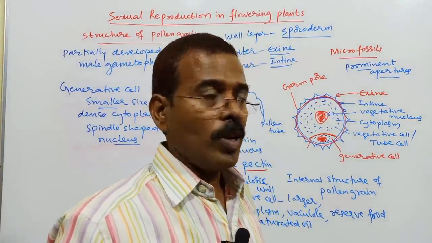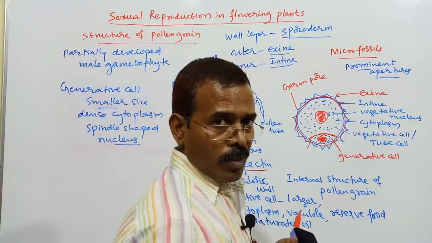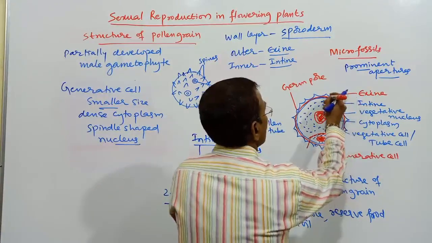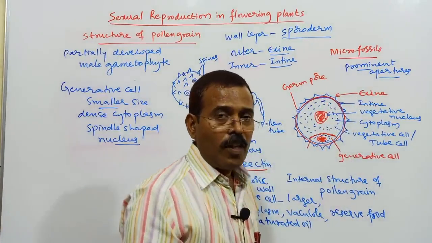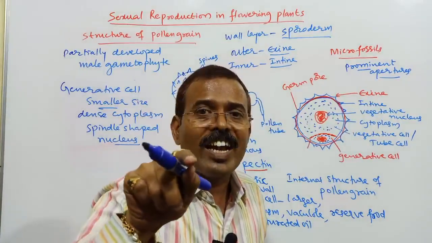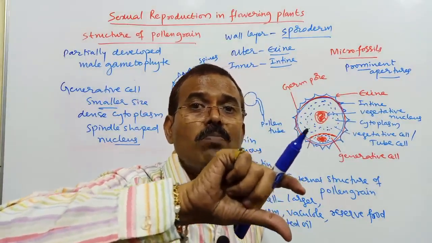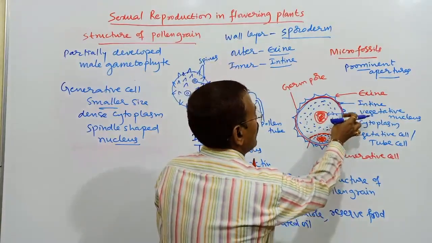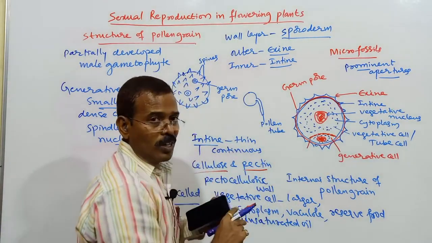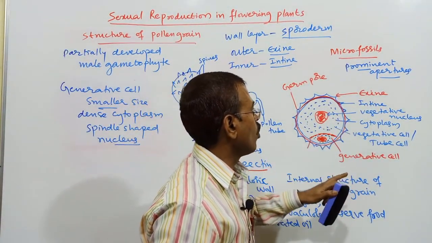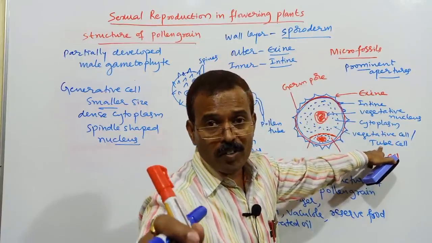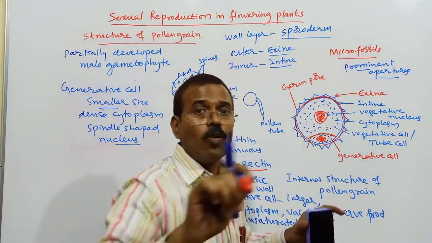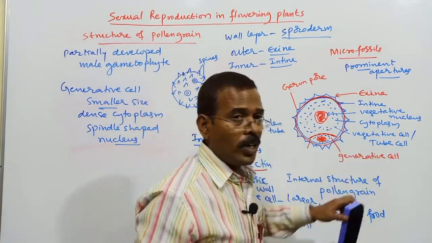Remember, the vegetative cell contains the intine layer. That vegetative cell's intine is going to produce the pollen tube. That's why the vegetative cell is also called a tube cell. It is going to produce the pollen tube.